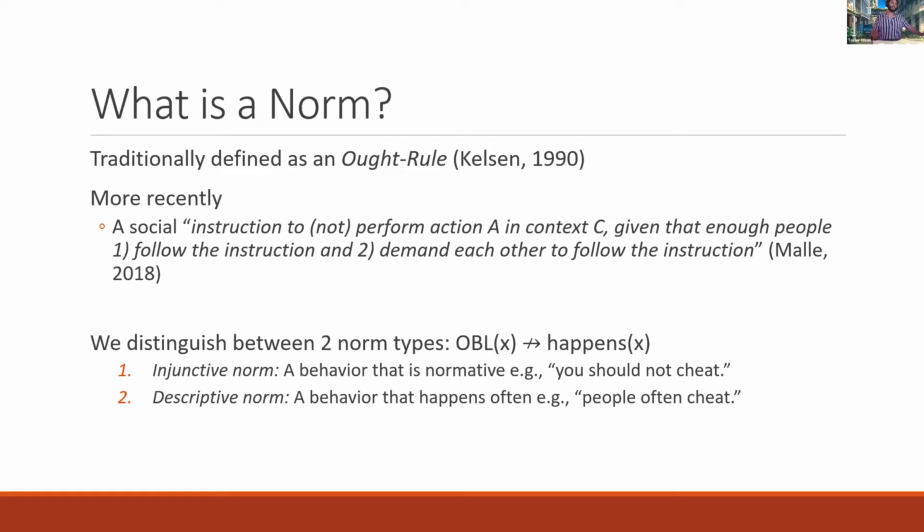Injunctive norms are behaviors that are normative, for example, you should not cheat. And a descriptive norm is a behavior that happens often. So people often cheat. These two seem contradictory, but people can cheat and also think that other people should not cheat. We don't live in an optimal world.